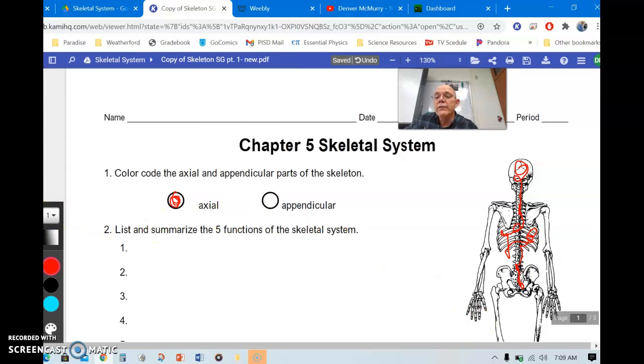Okay, but the appendicular, all right, let's make it blue. That's a nice blue color. All right, red and blue, and then white on your paper. So very patriotic. We're red, white, and blue today.